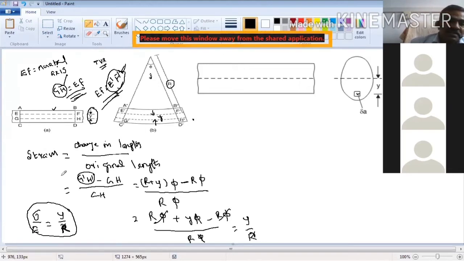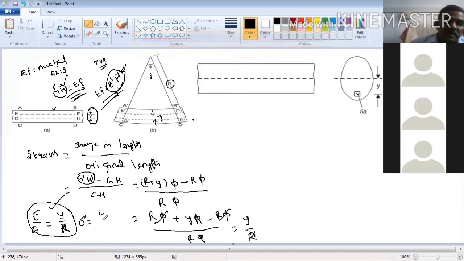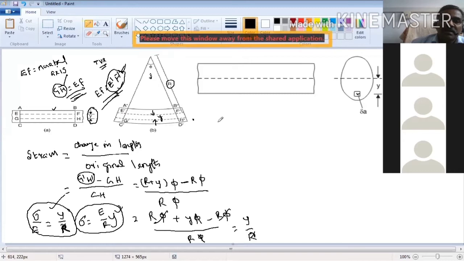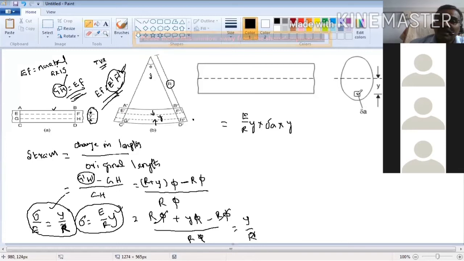How to find the stress? We can find the stress value from this equation. Already we have an equation. In this, sigma, the stress, is equal to E by R into Y. This is a stress value. Now I am calculating moment. Moment is equal to stress into area. What is stress? E by R into Y. E by R into Y into area delta A. This is area. Now this will become a force. Force into distance. Distance is equal to Y. So this is a moment, the moment for the small elemental area.